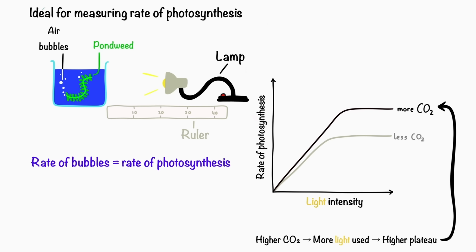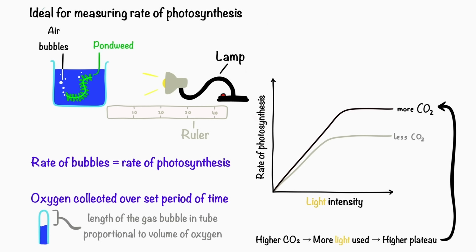In a typical experiment, a light source is placed at a specific distance from the pondweed. The plant is allowed to photosynthesize for a set time period, and the oxygen produced is collected in a capillary tube. The length of the gas bubble in the tube is proportional to the volume of oxygen produced. This setup allows scientists to investigate how different factors affect photosynthesis. They might vary light intensity by changing the distance between the light source and plant.